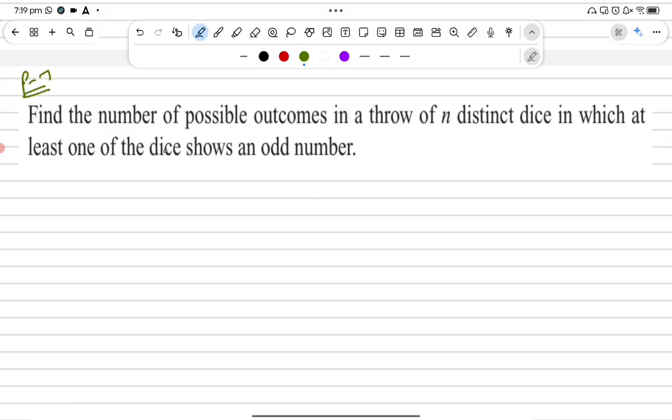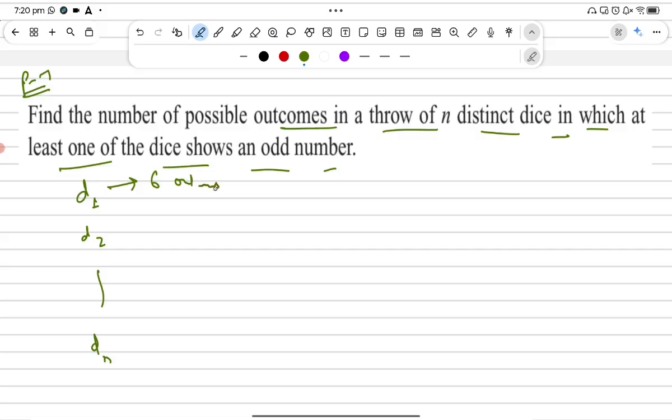We're supposed to find the number of possible outcomes in a throw of n distinct dice in which at least one of the dice shows an odd number. So there are n distinct dice. So let's say d1, d2, up till dn. Now I hope everyone knows this. Of course you know. There are 6 outcomes possible once you throw a die. For each of these, 6 outcomes are possible, right?